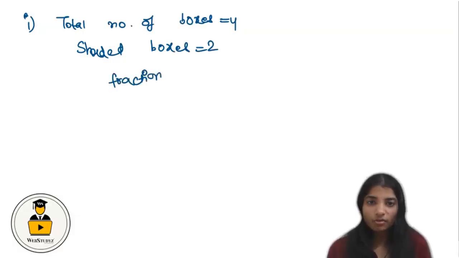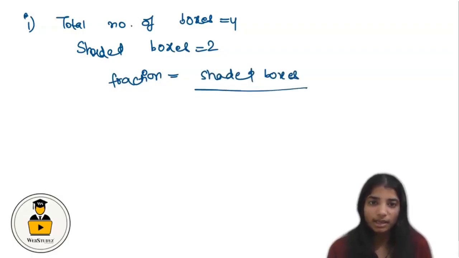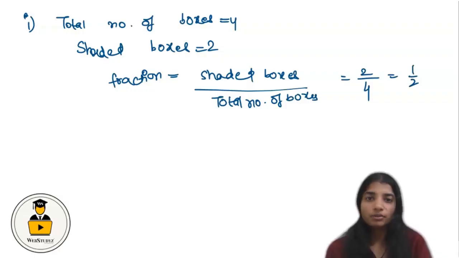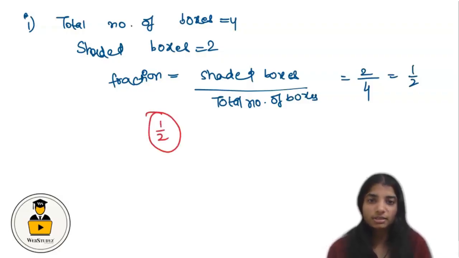So the fraction, or we can say the ratio, is equal to the shaded boxes divided by the total number of boxes. So there are 2 shaded boxes, divided by 4 total boxes. So 2 divided by 4 becomes equal to 1 divided by 2. So from here we can say that 1 divided by 2 is the fraction. Hence the answer to part 1.